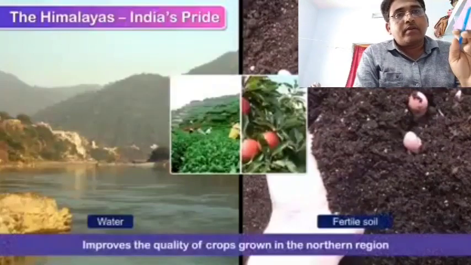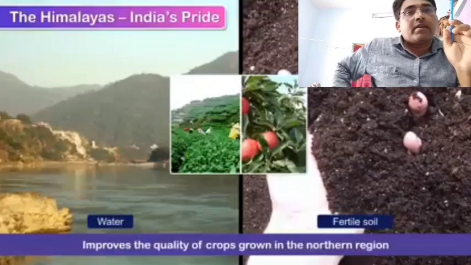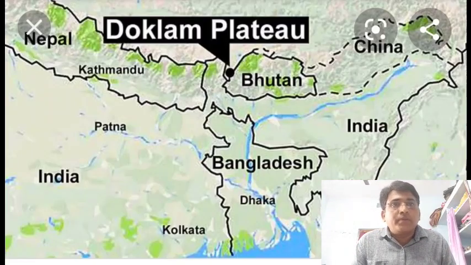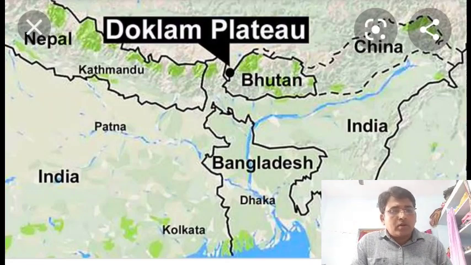Himalayas are responsible for the summer rains and monsoon type of climate in India. These days we hear a lot about the Doklam issue. What is the Doklam issue?